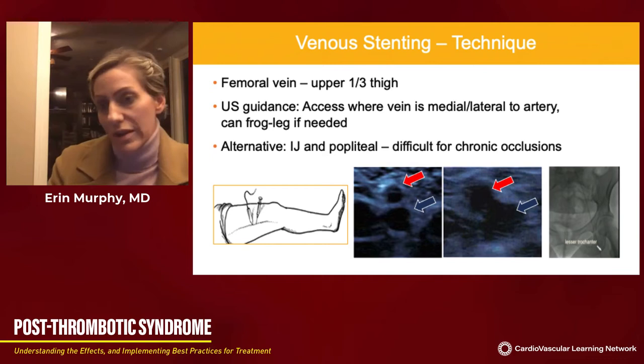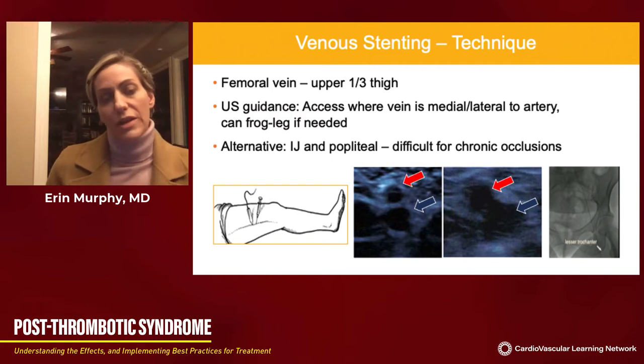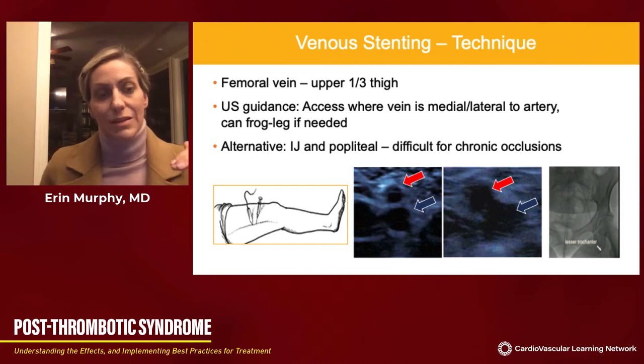Your goal is to access low enough that your sheath is below the level of the lesser trochanter, which almost universally comes in somewhere along the profunda, which comes somewhere in along the lesser trochanter. If the sheath is below the lesser trochanter, you should be able to assess the entire common femoral vein. This prevents you from leaving disease in the common femoral vein above the profunda femoral confluence.